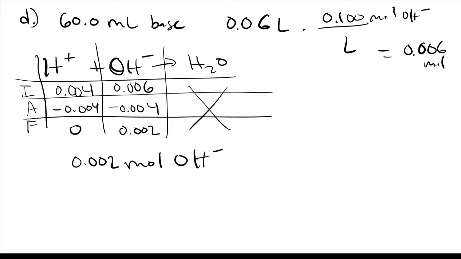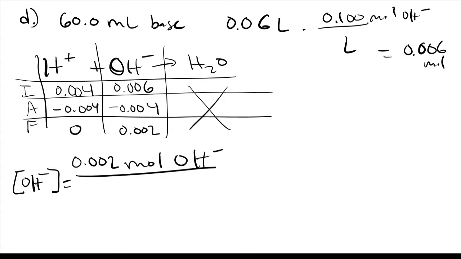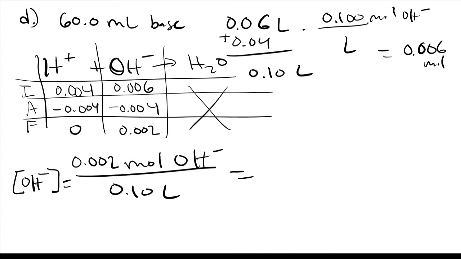We got to convert it to a concentration, right? So let's go ahead and convert that to a concentration. So that divided by the volume. What was the volume? It was 0.04 liters, I believe. Yeah, 0.04 liters that we started out with, plus 0.06 liters, right? Which is a total of 0.10 liters, okay? So we're going to divide this by 0.10 liters, and that gives us a concentration of should be 0.02 molar.